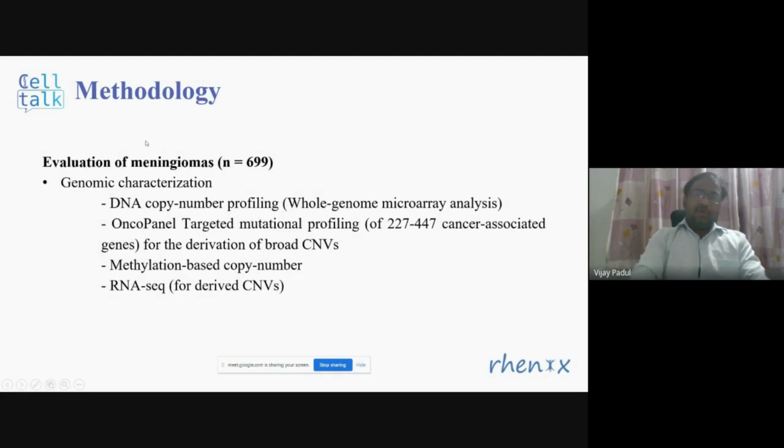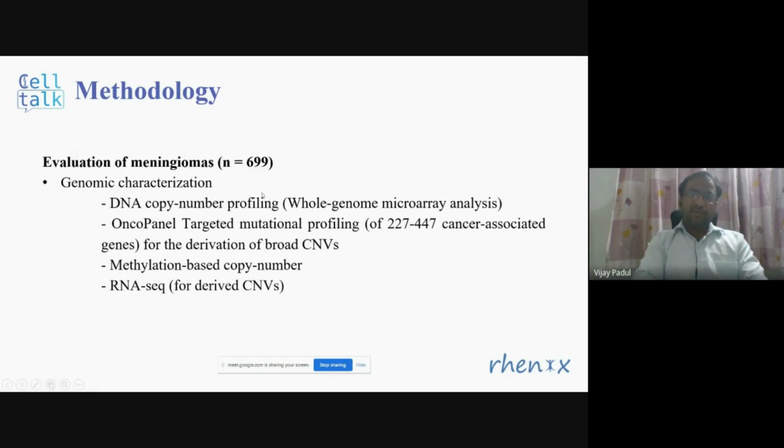In the molecular part, they evaluated these meningiomas by molecular characterization, that is genomic characterization. All of these different meningiomas did not have all the profiling characteristics in common. So the number of different methods for which data was available varied.